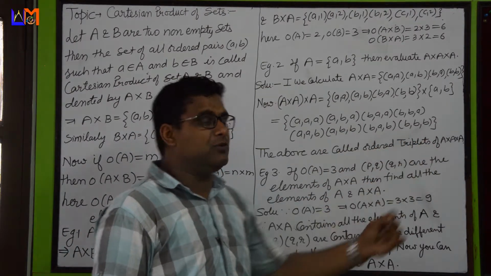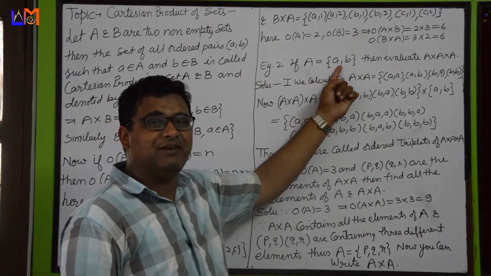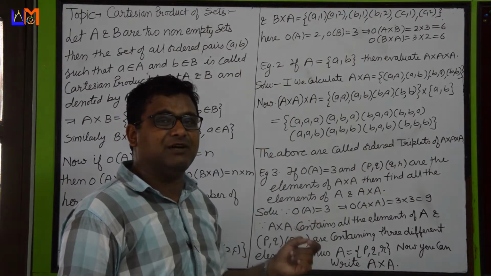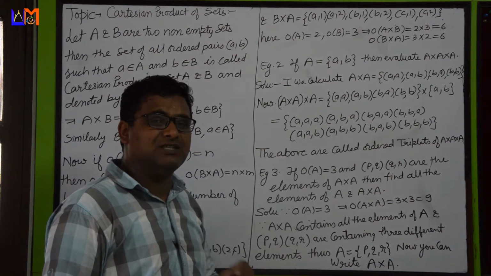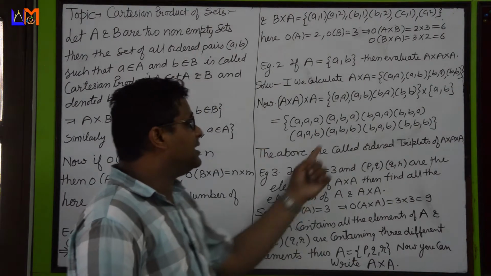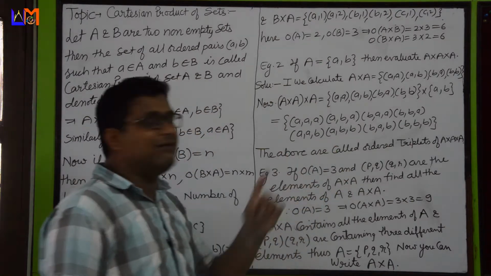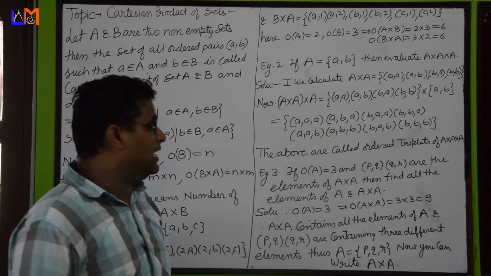Here you can see A was having two elements, then A cross A was having 2 into 2, 4 elements, and A cross A cross A was having 2 into 2 into 2, that is 8 elements. The above are called ordered triplets.